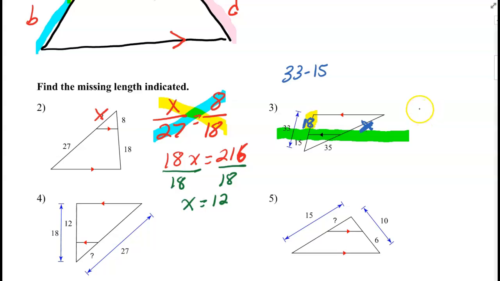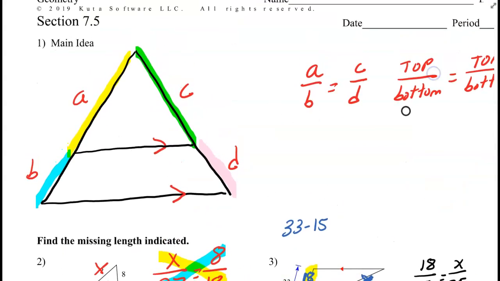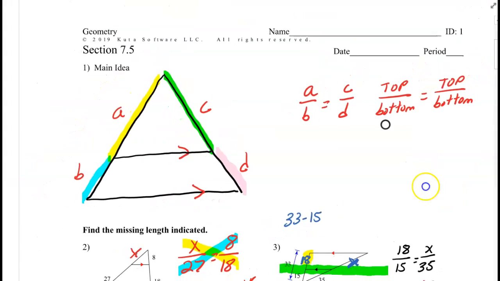Now I'm in the position where I can say 18 over 15 is equal to x over 35. And I'm going to cross multiply. When you cross multiply, 15x is equal to 18 times 35, and 18 times 35 is 630. And then I'm going to divide by 15, and x will be 42. Now almost all the problems can be solved using this relationship. Top over bottom is equal to top over bottom.